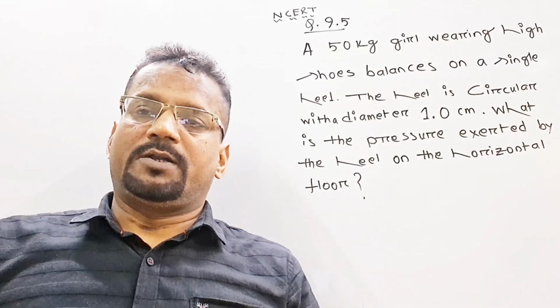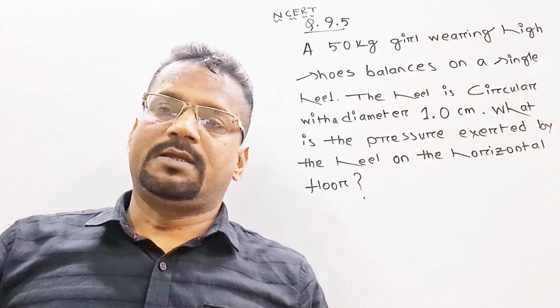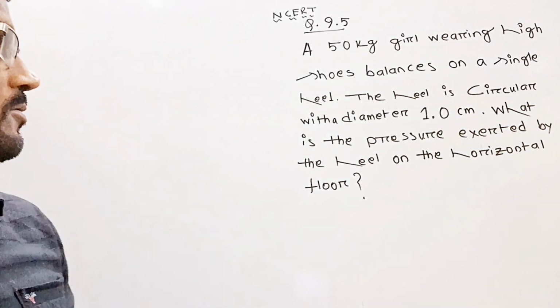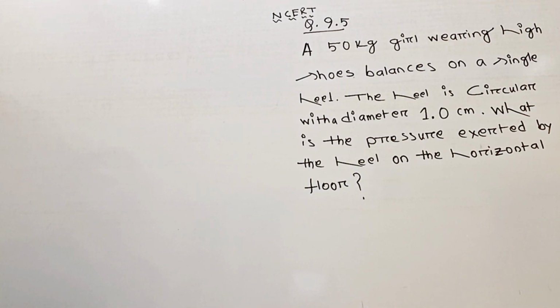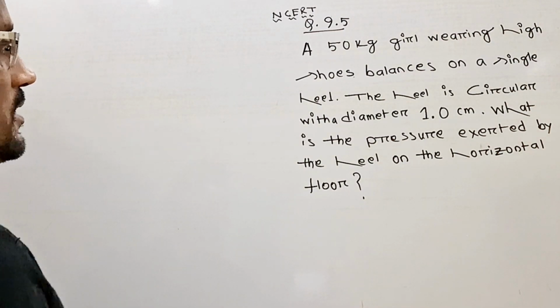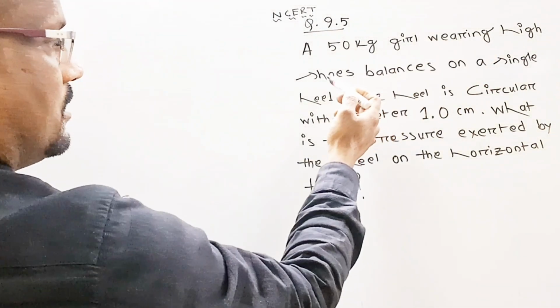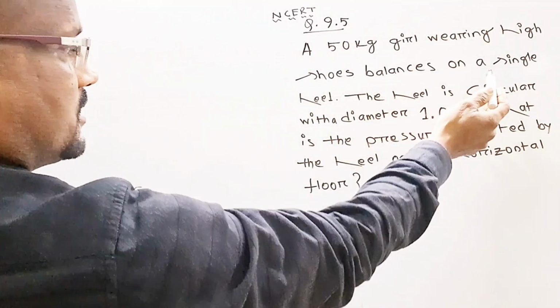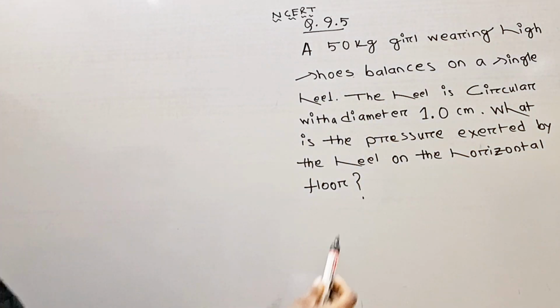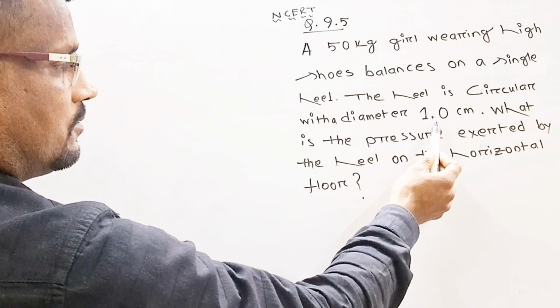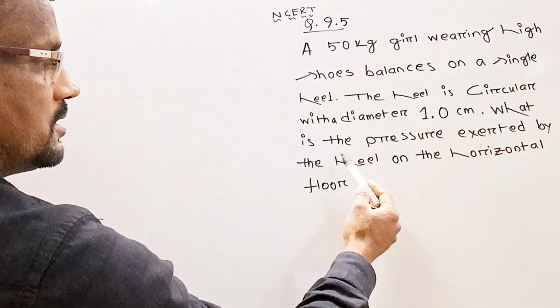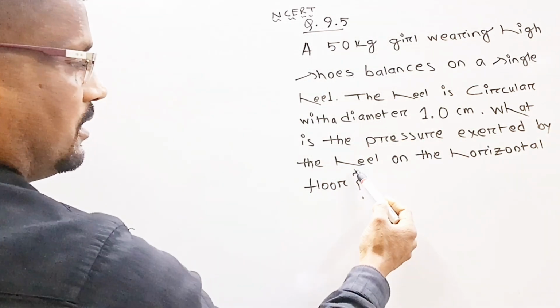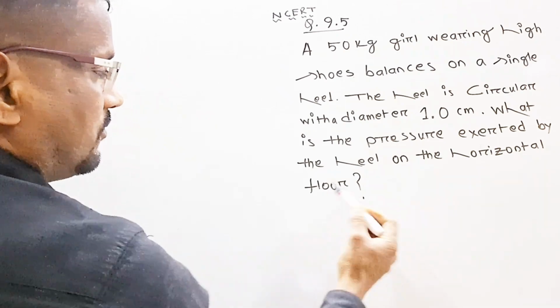Chapter Mechanical Properties of Fluid, and we are solving NCERT textbook questions here. This is your question number 5. In this question it is asked, a 50 kg girl wearing high heel shoes balances on a single heel. The heel is circular with a diameter of 1 centimeter. What is the pressure exerted by the heel on the horizontal floor?